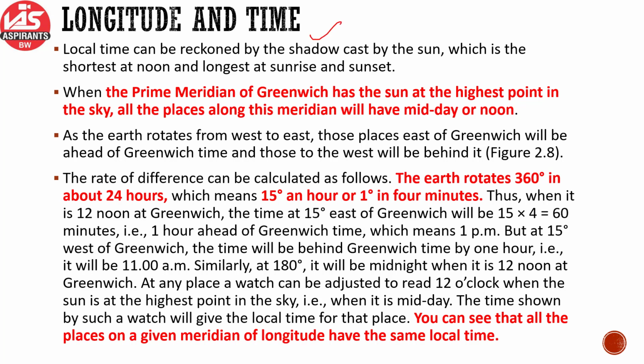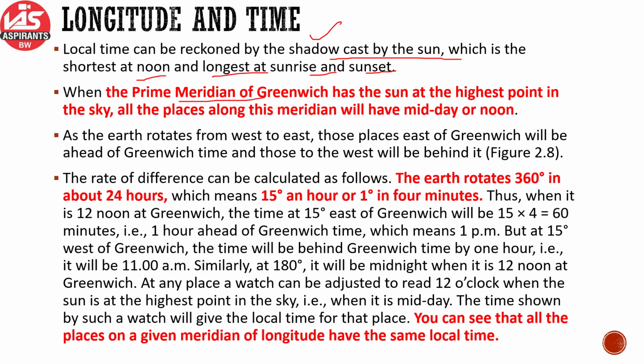Okay, हमें पता है local time can be generally guessed by the shadow cast by the sun, because at noon, when the sun is directly overhead, the shadow would be the shortest, and at sunrise and sunset, because it's slanting, the shadow would be the longest.